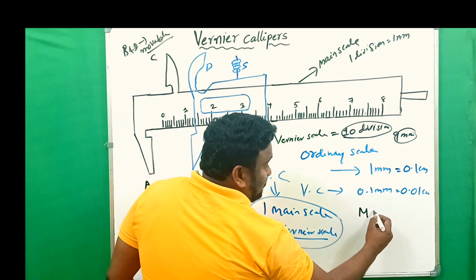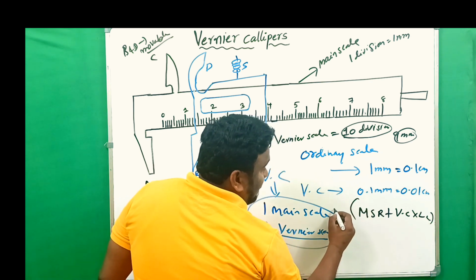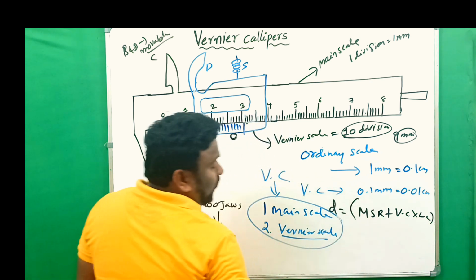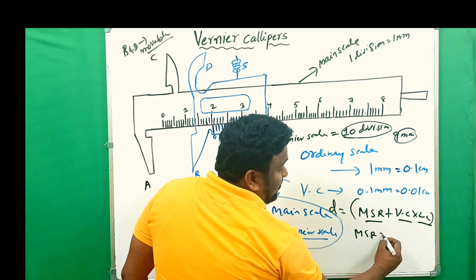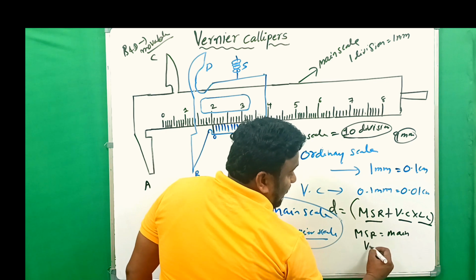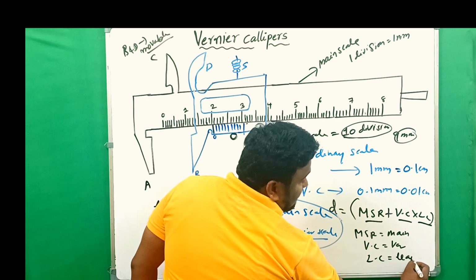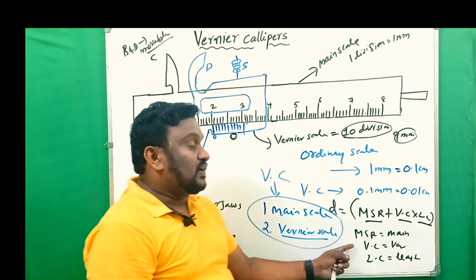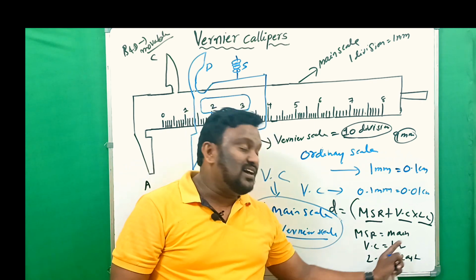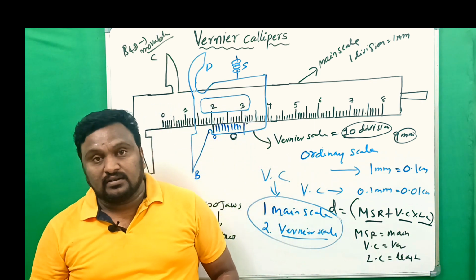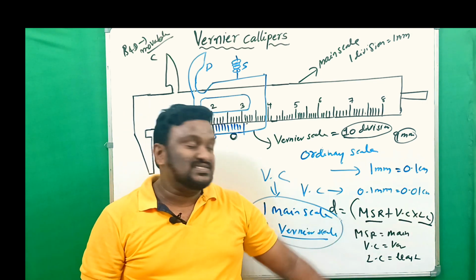MSR plus VC into LC, that is the particular value of diameter or length, whatever it may be. Here MSR means main scale reading, VC means vernier coincidence, and LC means least count. MSR is the main scale reading, VC is the vernier coincidence and LC is the least count. Clear? So the reading should be taken as MSR plus VC into LC.